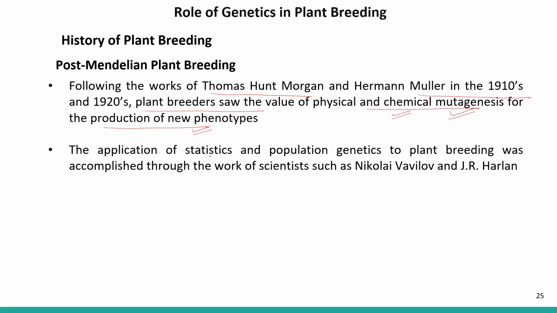The application of statistics and population genetics to plant breeding was accomplished through the work of scientists such as Nikolai Vavilov and J.R. Harlan. So statistics and population genetics now came into plant breeding.